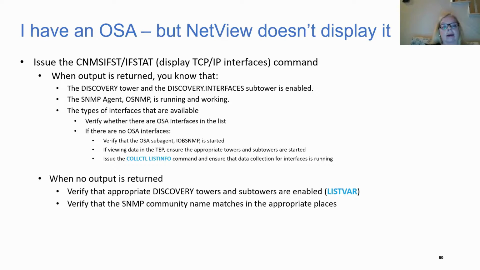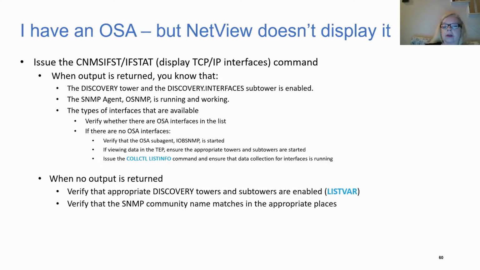Now, if you can't see it, I'm back up at the top here, you're going to issue a command, CNMS IFSTAT as the sample, or IFSTAT commands to display your TCP/IP interfaces. So if you get data there and you see your OSA interface, then you know your towers are enabled, you know the SNMP agent and OSNMP is running and working, and you can see the type of interfaces that are available. So once you verify that you can see your OSA in the list, then you should be able to see the information in the Tivoli Enterprise Portal.